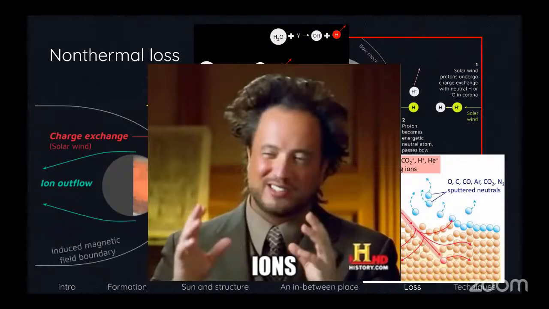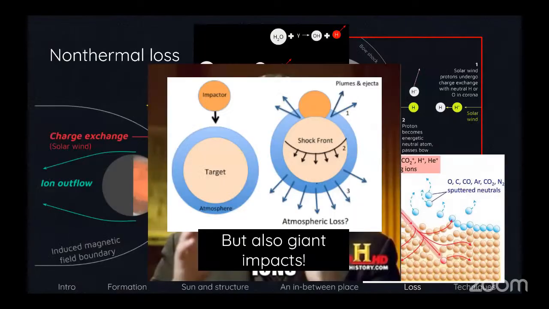And there's one more process that falls sort of under this category, but is not necessarily involving ions, and that's giant impacts. So like I said in the beginning, sometimes impactors can deliver stuff like water to a planet, but if they're big enough, you might actually knock off a significant fraction of a planet's atmosphere into space. Did this happen on early solar system planets? We really don't know, but it's totally possible.